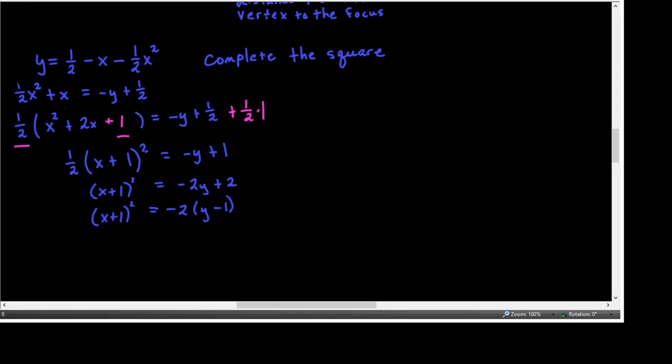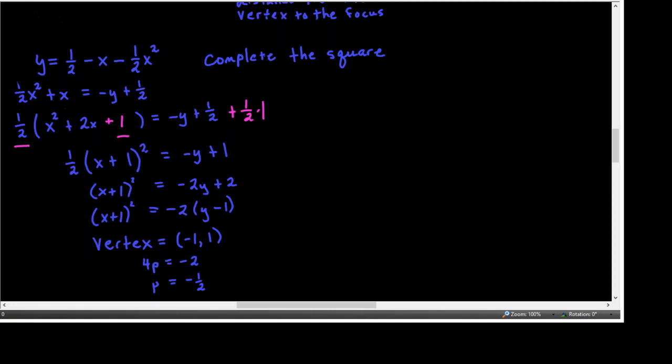And we can identify the coordinates of the vertex easily. That's going to be, remember it's the opposite of what you see, negative 1, comma 1, x then y. And you'll want to write this down, that 4p is, in this problem, equal to negative 2, so that you can solve for p, which is negative 1/2. Okay?